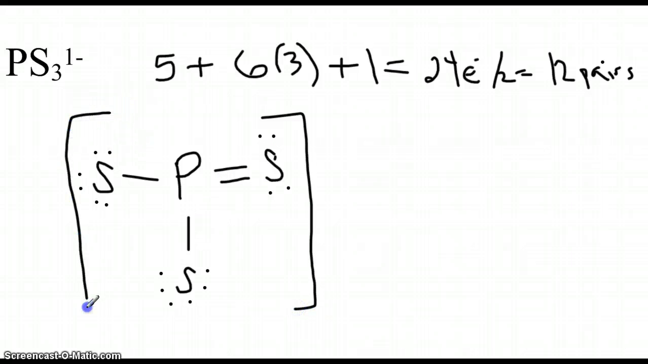It has a charge, so I put it in brackets, and the charge. So what we're going to see is this double bond could have gone here, and it could have also gone here. So once again, we have another structure that can show resonance.